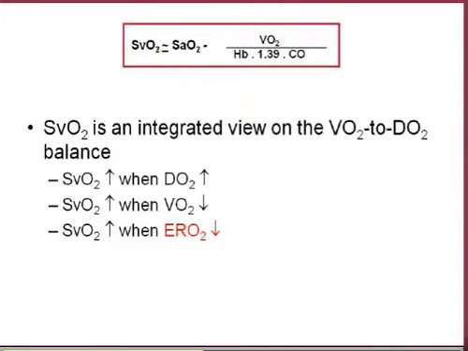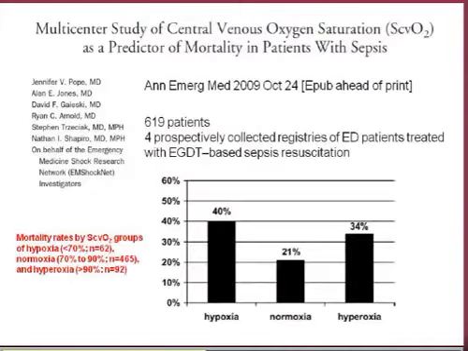SvO2 will increase when oxygen uptake decreases, but also SvO2 will increase when oxygen extraction decreases, and this is a major problem. This is an interesting paper made from 4 prospectively collected registries of emergency department patients treated with the reverse recommendations, or the reverse principles, let's say it this way. And so they observed that in these 619 patients, there were 3 groups of patients basically.